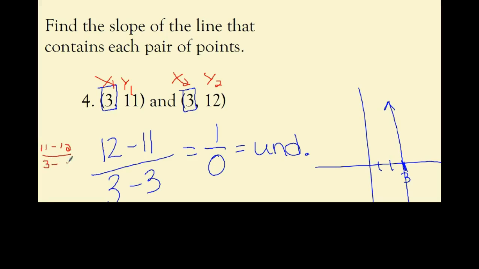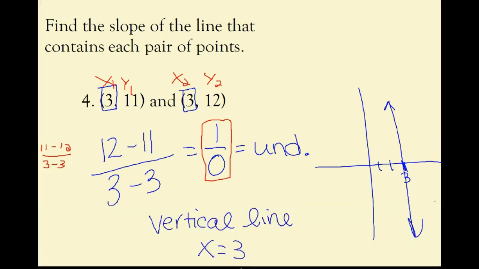What do you get on the bottom? Right. So you get 1 over 0. That is known as an undefined slope, because you are not allowed to divide by 0. Okay, what type of special line is this? Zoe, you're up. That's correct. It's a vertical line. And it's going to be x equals 3. Anybody have a question with this stuff? Okay.